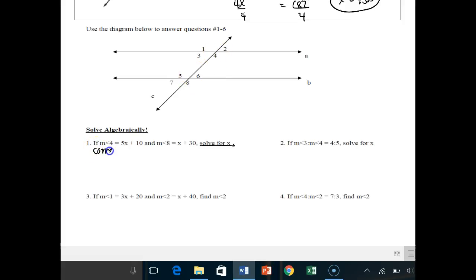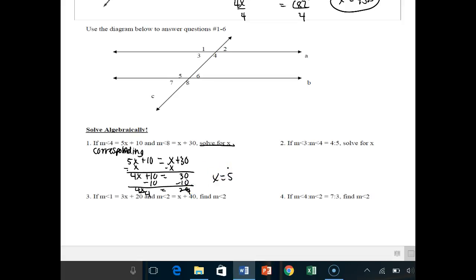Because they have a corresponding relationship, we can go ahead and plug in. We can say that 5x plus 10 will be equal to x plus 30. They're corresponding, so they should be equal to each other. So we subtract x from both sides. We get 4x plus 10 equals 30. We subtract 10 from both sides. We get 4x is equal to 20, and then divide by 4. So x in this case is equal to 5. That's all you need to do.